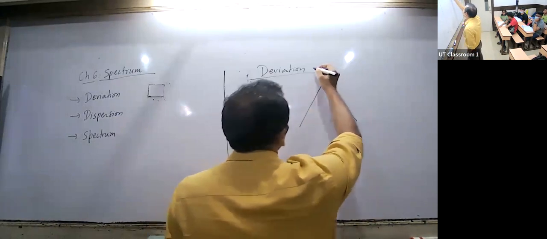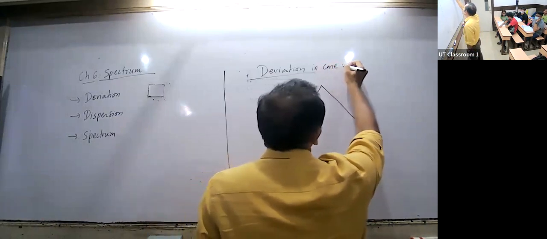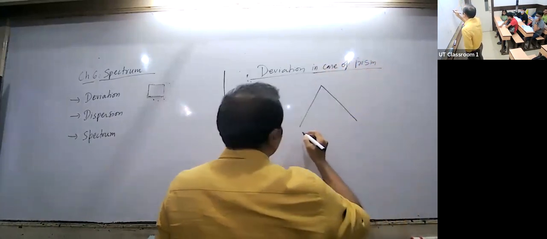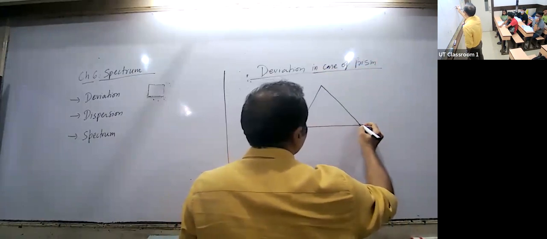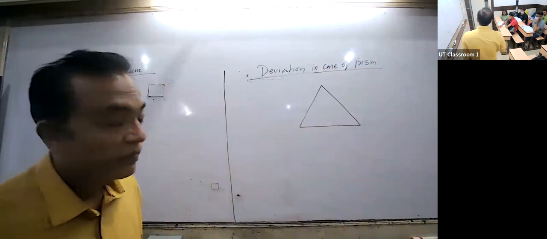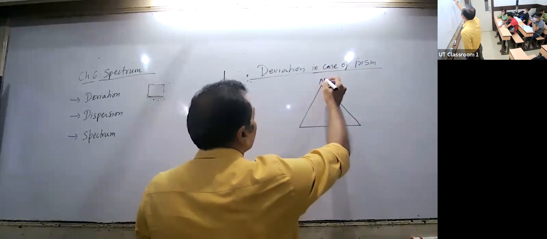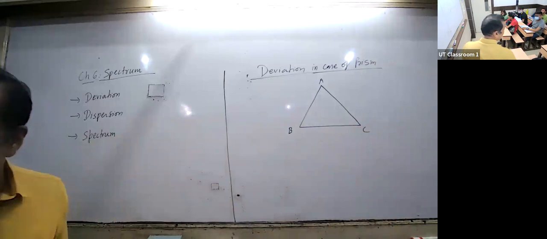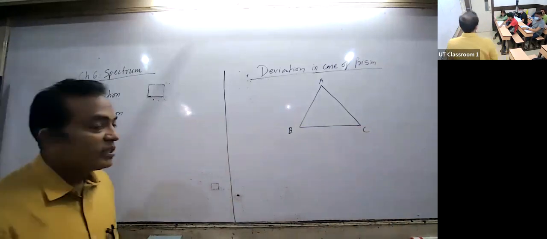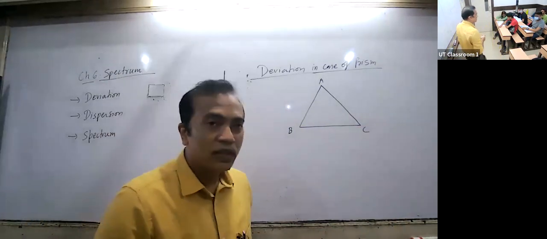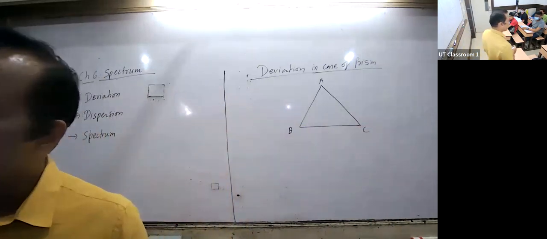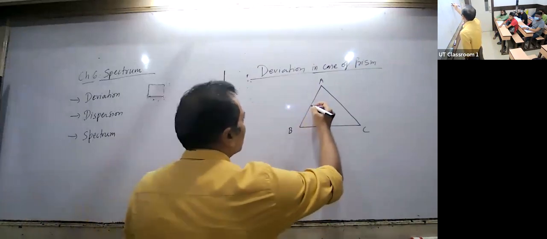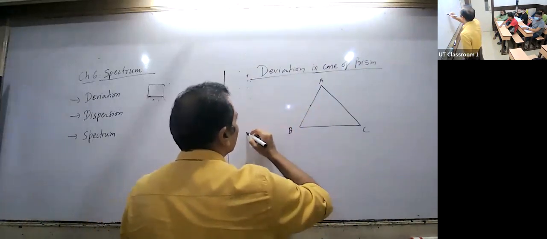So deviation in case of prism. The prism that we'll be using is an equilateral prism, and this is the cross section. BC is the base, and AB and AC are the refracting surfaces, or lateral surfaces. Let us say the incident ray falls at the midpoint like this.